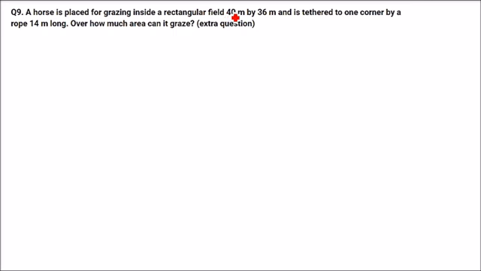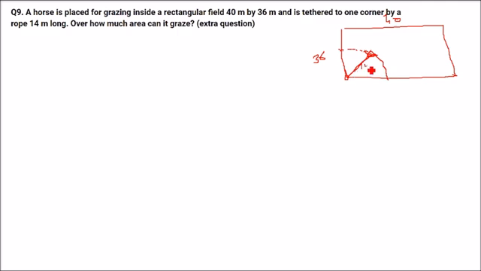A horse is placed for grazing inside a rectangular field 40 by 36 meter and is tethered to one corner by a rope 14 meter long. How much area can it graze? So we have a rectangle. The size is 40 by 36. Now here, this is the corner where the horse is being tied, by a rope 14 meter. So here is a 14 meter long rope, and here we have the horse. Now the horse can graze like this in this direction and in this direction.